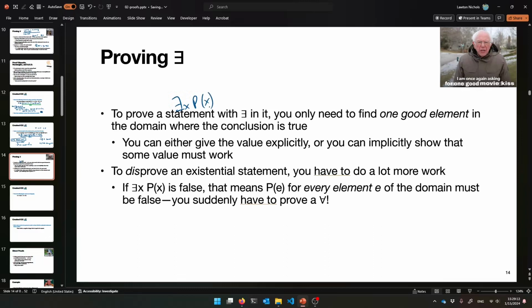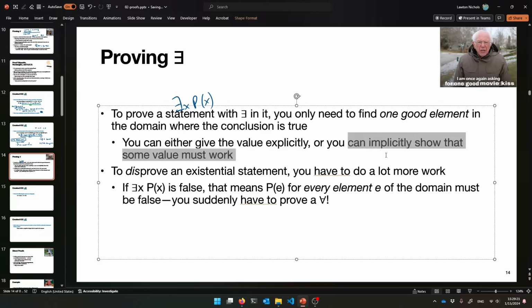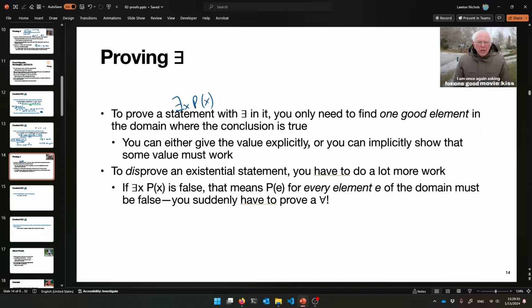You can either give the value, give the thing for which it works, just explicitly. Like, all right, 2 works, done. Or you can show in a roundabout way that there must be at least one value that works. That is sometimes the case that you have to do it this way. It's very vague, I know. I'll show you eventually an example of how you can't come up with the actual number, but you can show that it must exist, all right? So usually people give the value explicitly, all right? So that's that one.